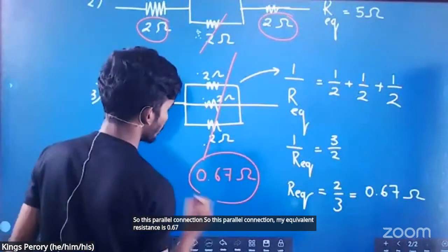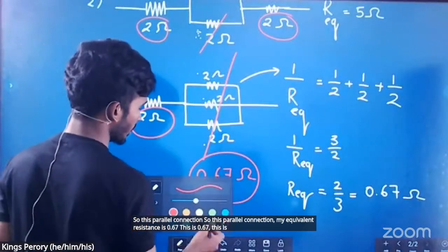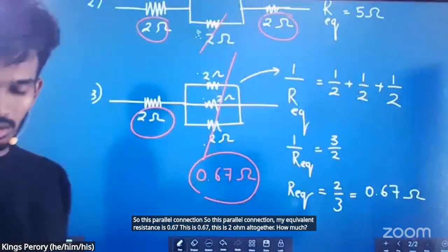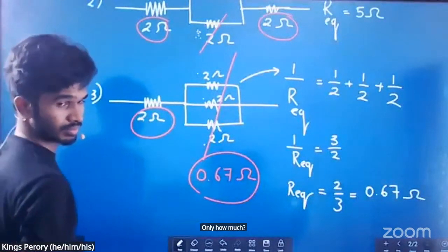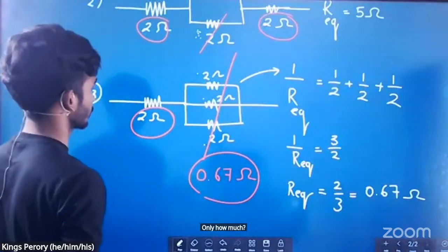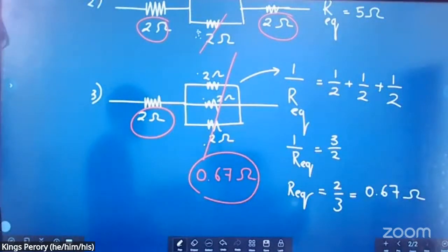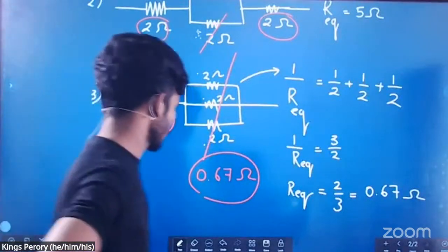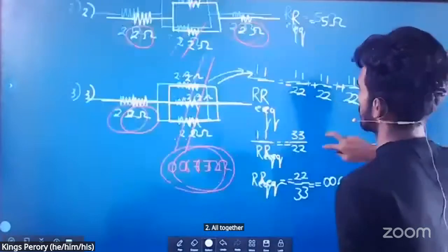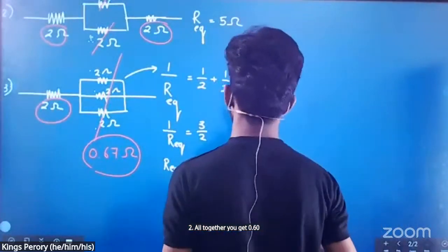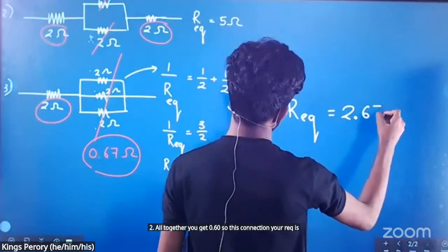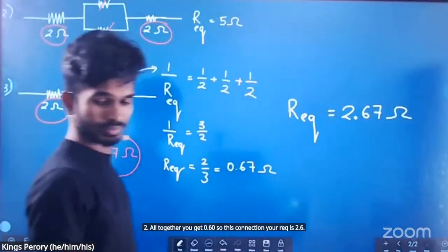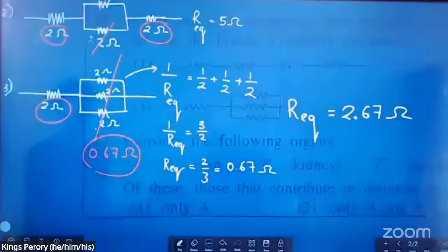Now this is 0.67, this is 2 ohm. Altogether how much? 2.67. So this connection, your Req is 2.67 ohm. How about the last one?